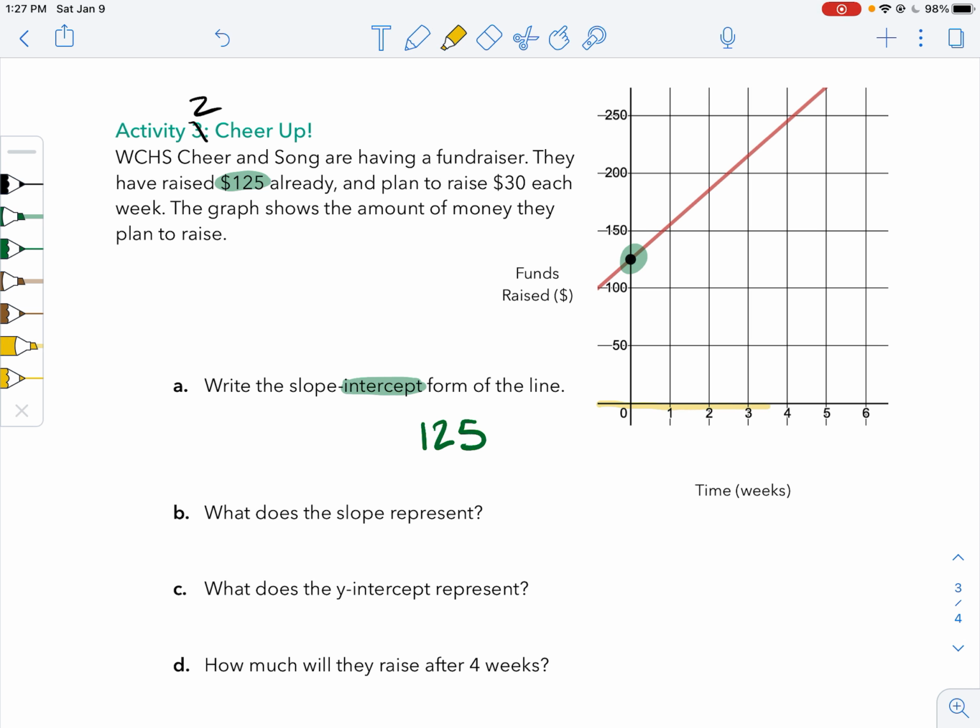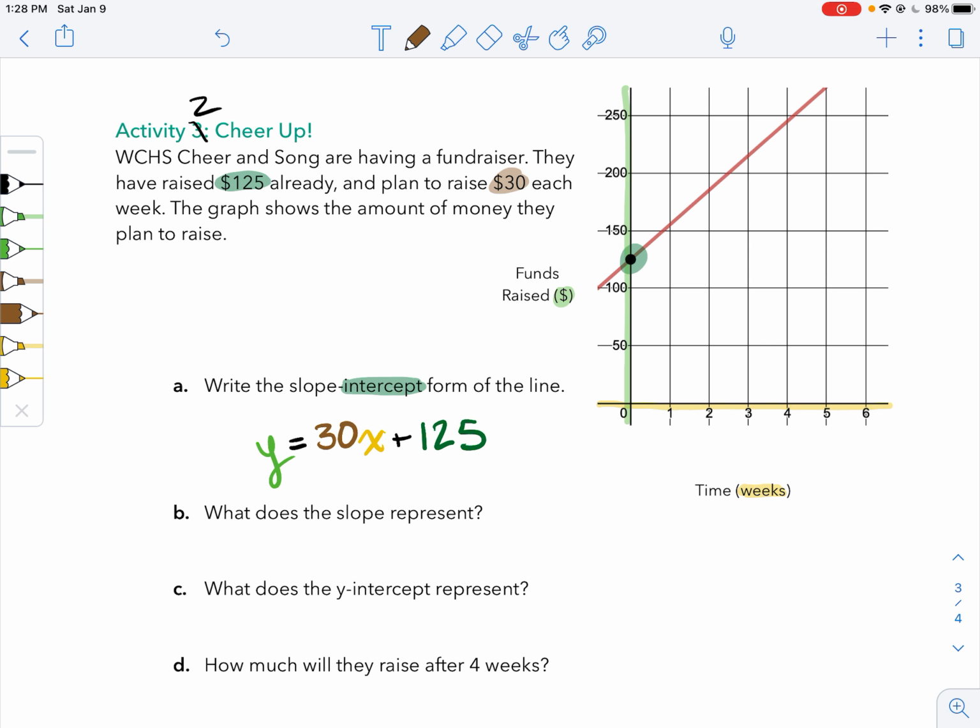Let's look at our x-axis. Our x-axis here is the number of weeks we have. And then our y-axis, which goes up and down, represents the dollars raised. So we have that the amount of money raised is equal to something times the number of weeks we have. Well, how much do we raise each week? That's our rate. That's 30. We raise $30 each week. So 30 is our slope. y equals 30x plus 125.